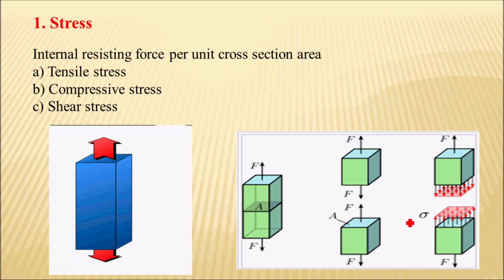This stress is denoted by the letter sigma. So sigma is equal to the load applied per unit cross-sectional area of that body, where load is given in Newton while cross-sectional area is in mm squared. So Newton per meter square or Newton per mm square is a unit of stress. There are three types of stresses: tensile stress, compressive stress and shear stress. Tensile stress and compressive stress are also called normal stress.